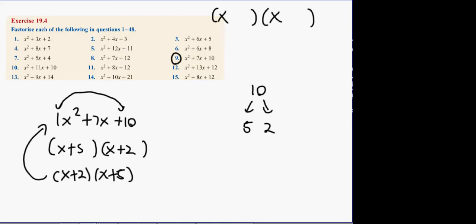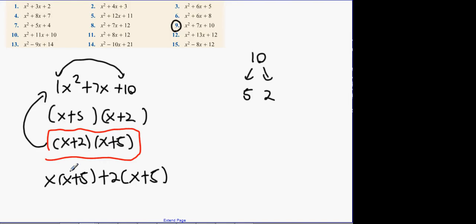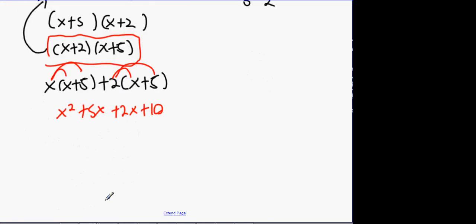Let's see if that works. x bracket x plus 5, plus 2 bracket x plus 5. We don't have to do this, by the way. We're just checking our answer. That's our answer. We're happy enough with that. Wait 1 second. x multiplied by x is x squared. x by 5, 2 by x, 2 by 5, 10. Now what happens when you add these together? x squared plus 7x plus 10. It turns back the way it was.